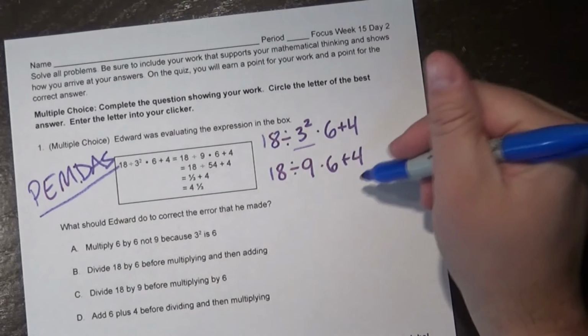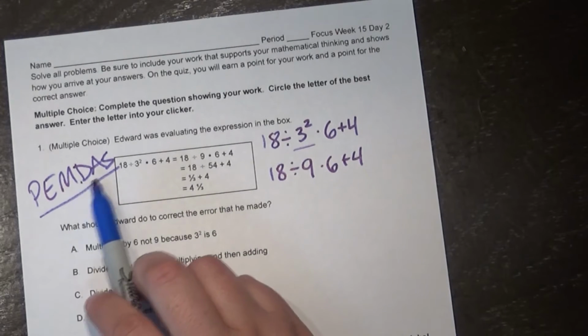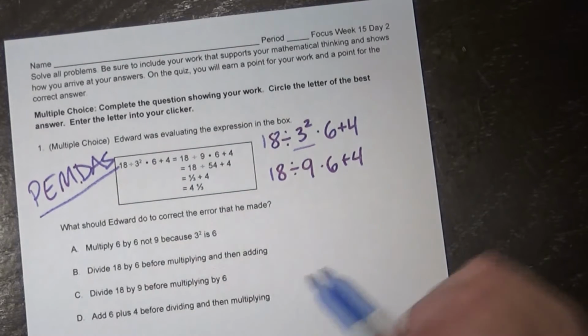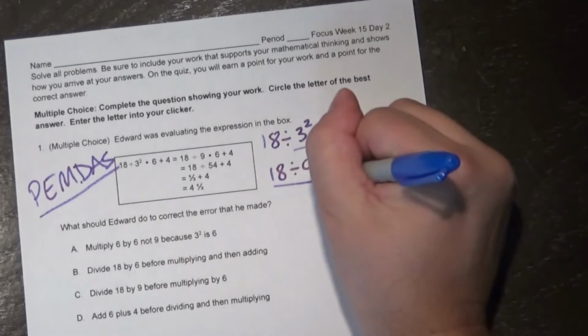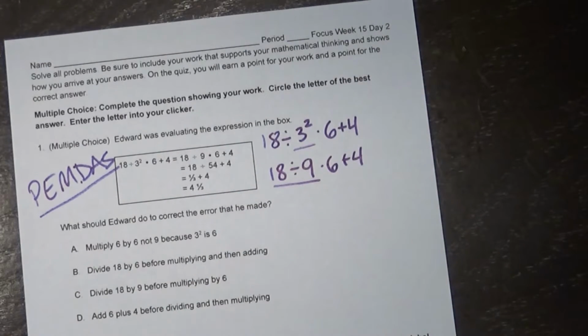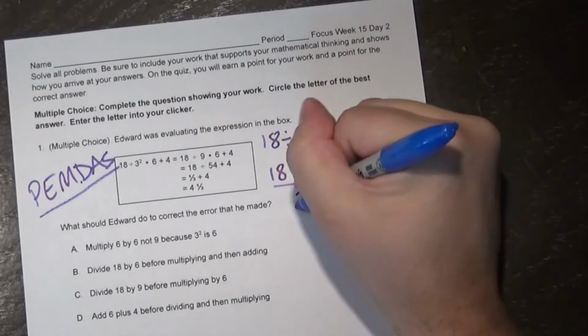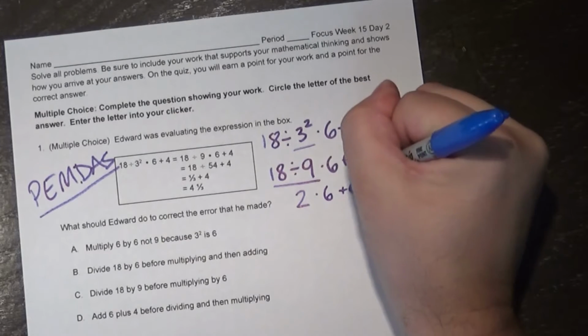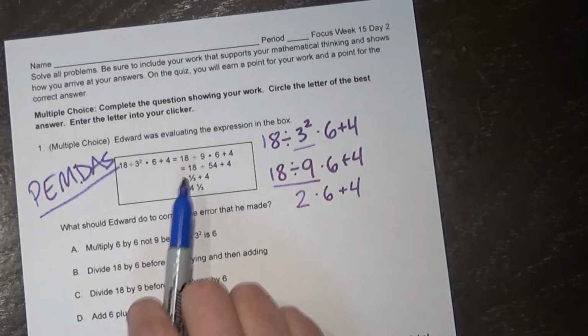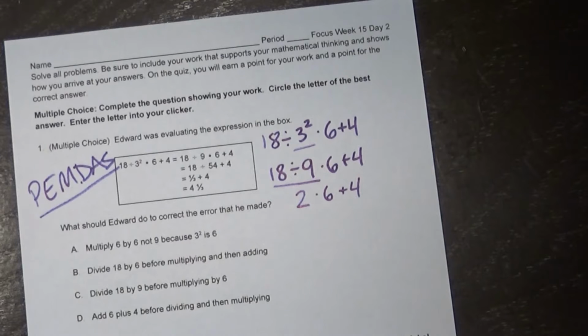Let's continue on. So the next thing I would do according to PEMDAS is multiply and divide in the same step going from left to right. So I have 18 divided by 9. Well, it just so happens that 18 divided by 9 is 2 times 6 plus 4. If I look at his next step, he has 18 divided by 54 plus 4. Whoops, that's where he made the error.